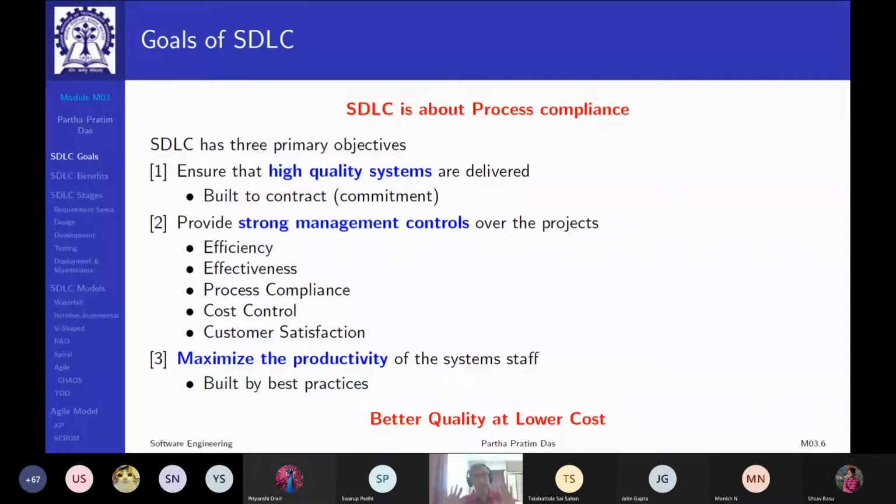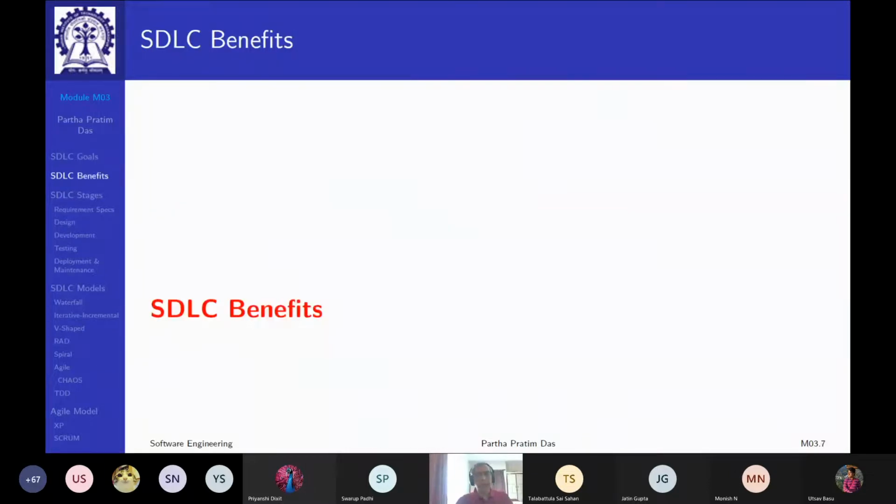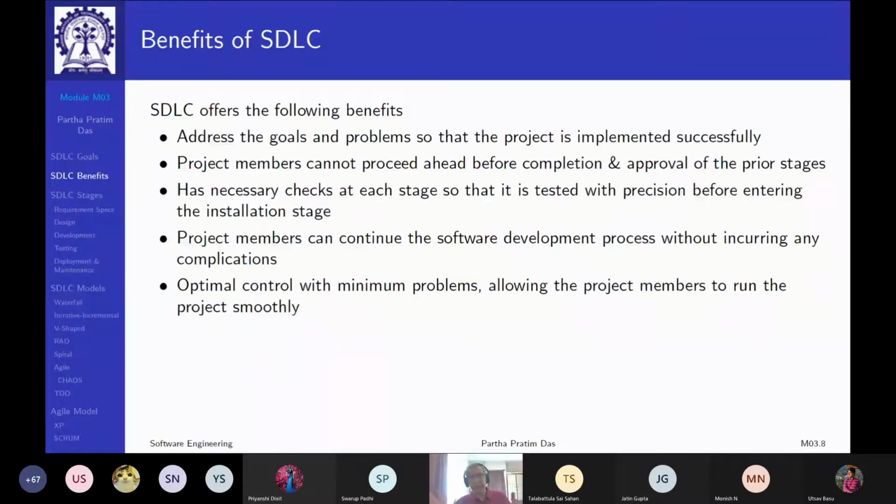You have to keep these goals and objectives in mind to be able to understand why the processes are there and what should be there. So better quality and lower cost is the mantra that SDLC is always trying to guarantee, trying to ensure. Okay, so what are the benefits it offers? I mean, if you can comply with SDLC, it offers a lot of benefits like address the goals and problems so that the project is implemented successfully.